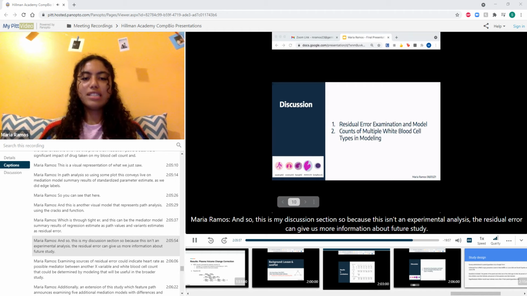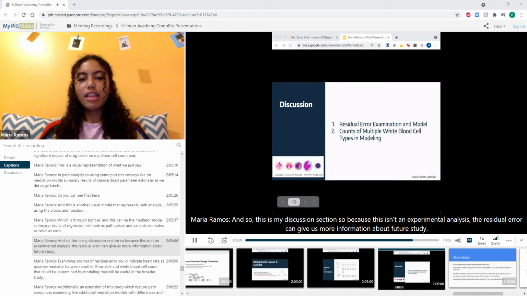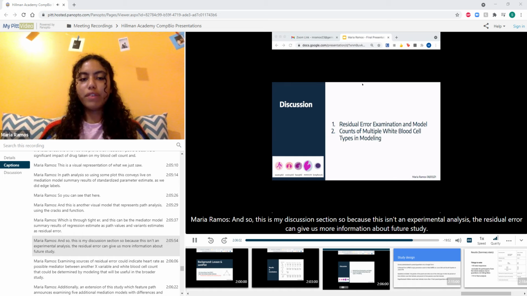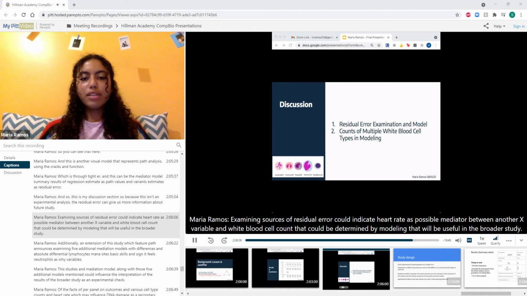Because this isn't an experimental analysis, the residual error can give us more information about future study. Examining sources of residual error could indicate heart rate as a possible mediator between another X variable and white blood cell count that could be determined by modeling that would be useful in the broader study.